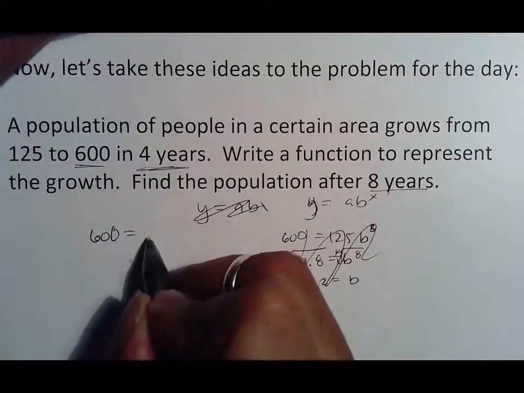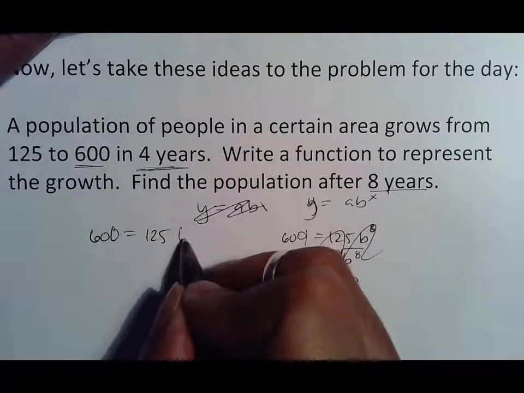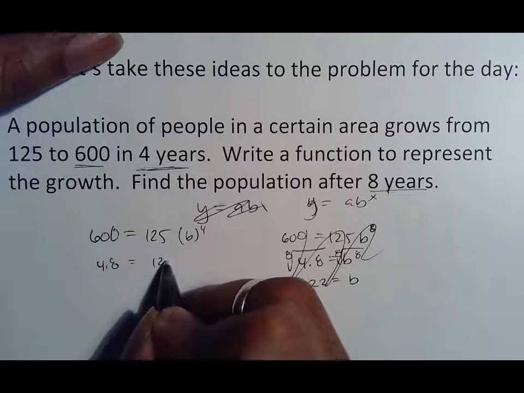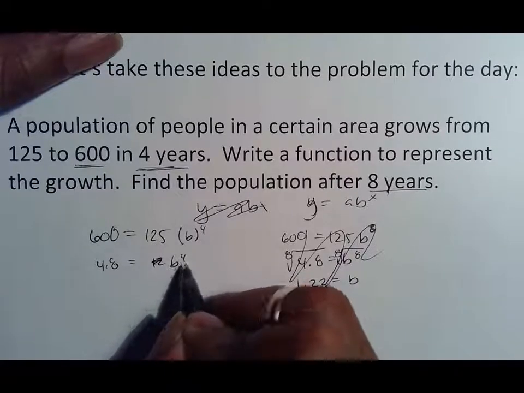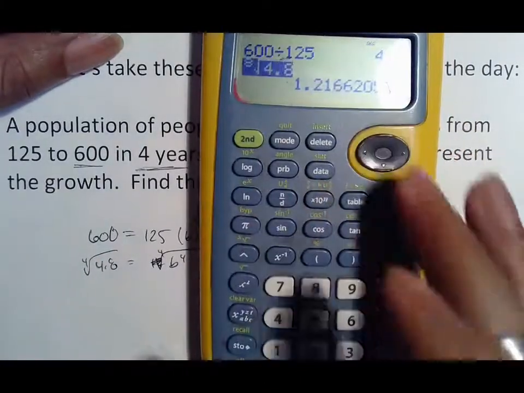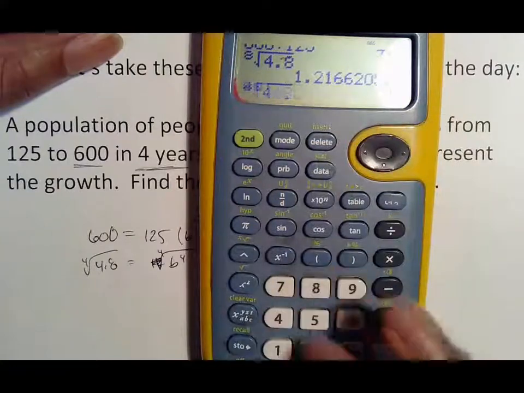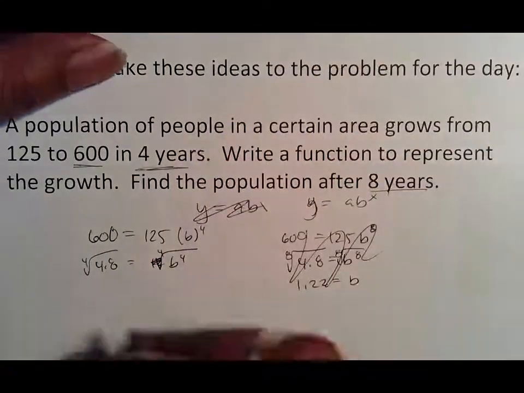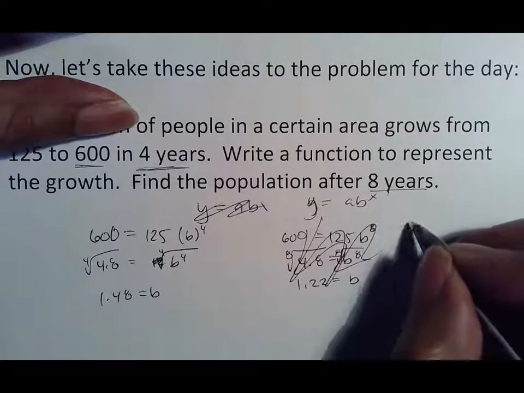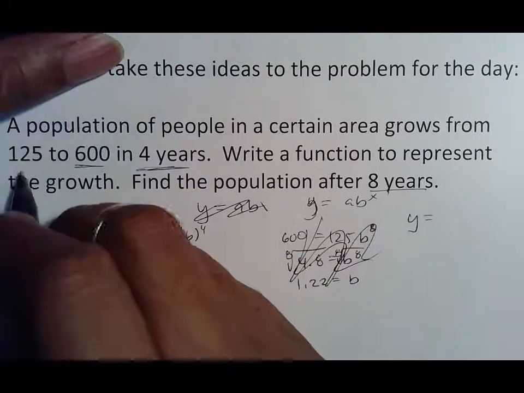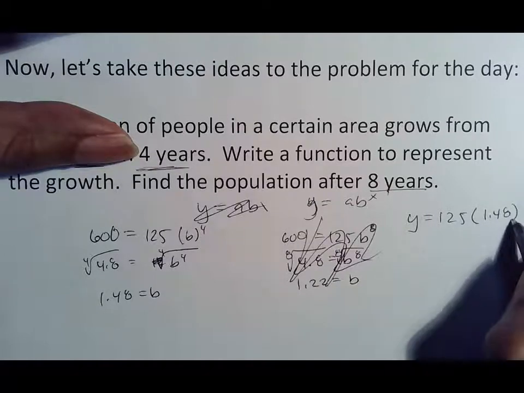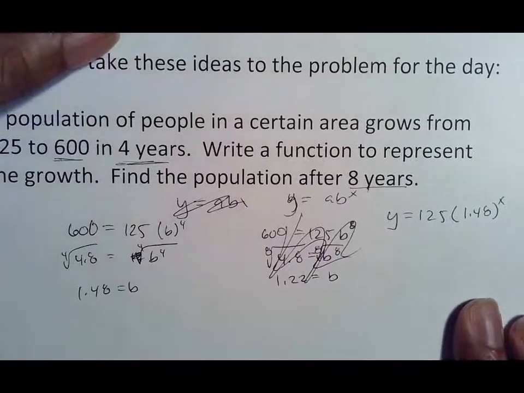So 600 equals 125 times B to the 4th, which means we do have 4.8 equals B to the 4th. Then we do the 4th root of both sides, which is 1.48, equals B. Now we write the formula, which is y equals your initial 125 times 1.48 to the x. That is your general formula.